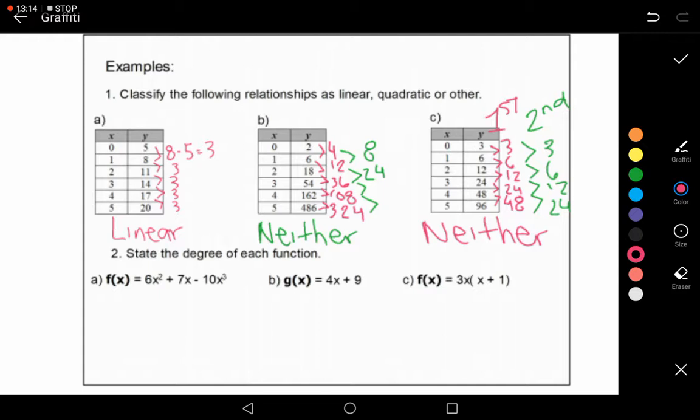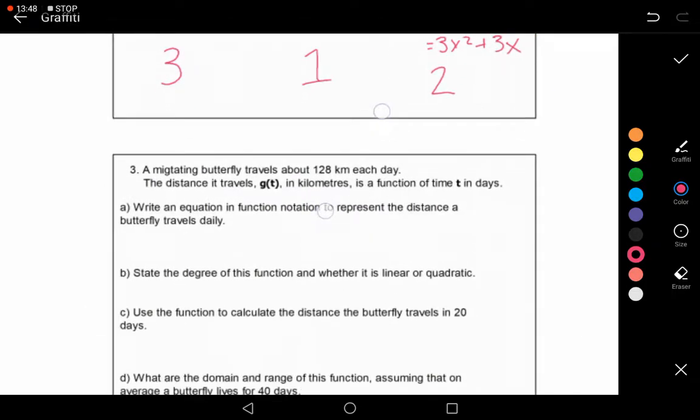Okay, this next example is asking us to state the degree of each function. So again, remember, the degree is just the highest exponent, right? So this has exponent 2, exponent 1, and exponent 3. So the degree is simply 3. This one here has exponent 1, and that's it. So that's the degree. This last one is a little bit trickier. You have to distribute first. So this is actually f of x is equal to 3x squared plus 3x. So that one is going to be degree 2, because 2 is obviously larger than 1. Okay, last example here.